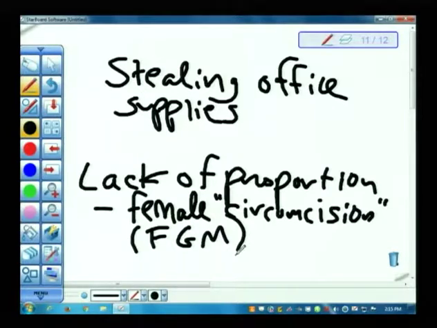And so often you'll hear a retort, which is, well, what about male circumcision? Don't we practice that in the U.S. and does that make us just as bad? So what do you think about that as a response?